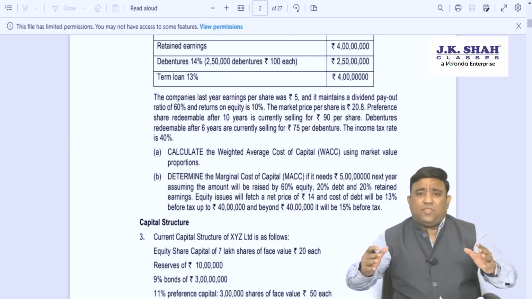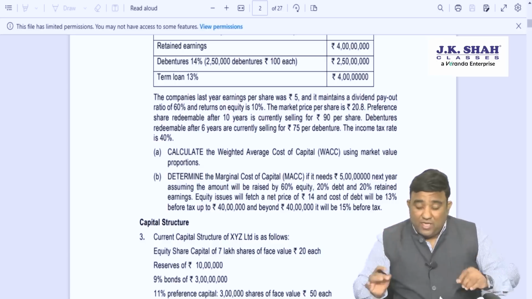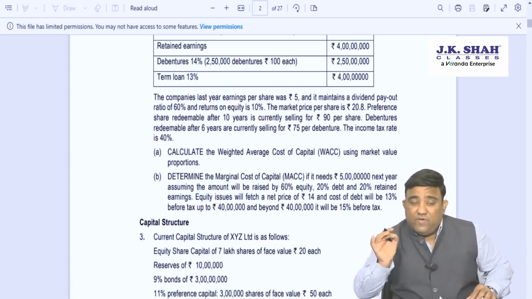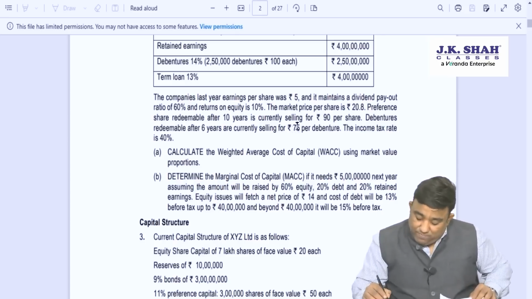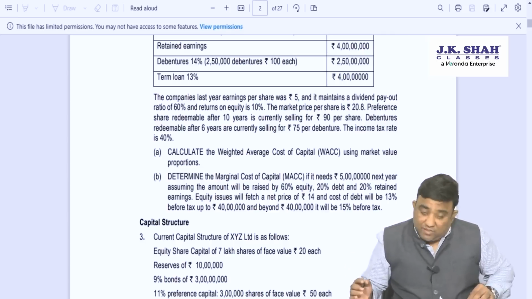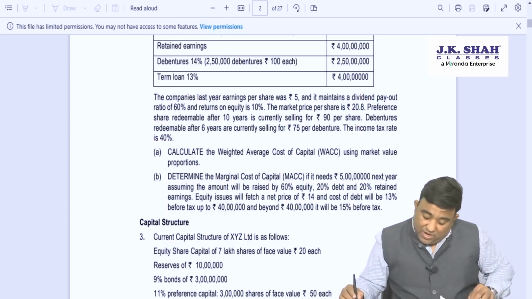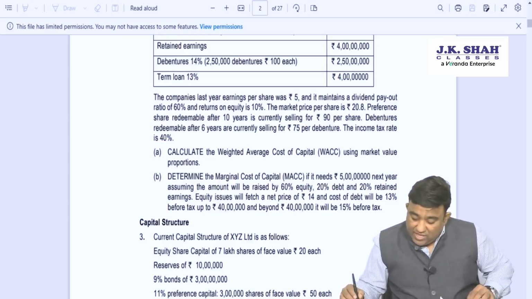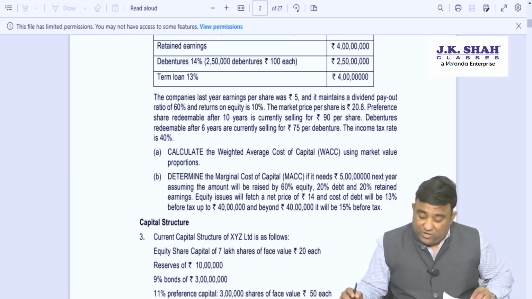Student, this is an amazing point. You should be clear that this is referring to the concept of growth rate. I'll come to that later. The market price is 20.8 of equity. Preference shares are redeemable after 10 years, currently selling at 90. Debentures are redeemable after 6 years and currently selling at 75. The income tax rate is 40%.